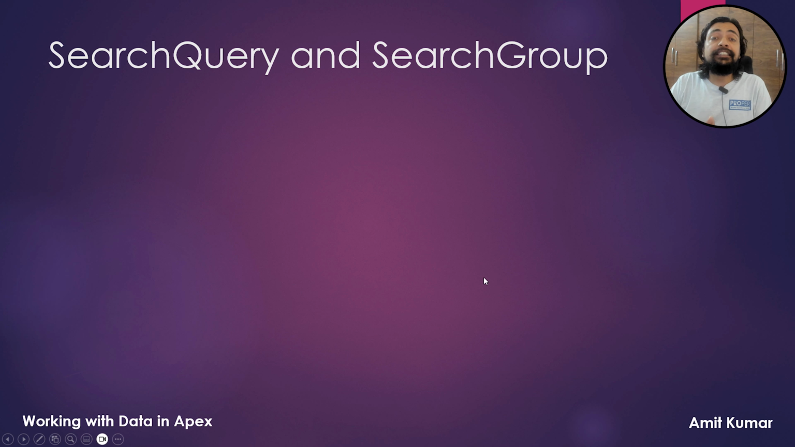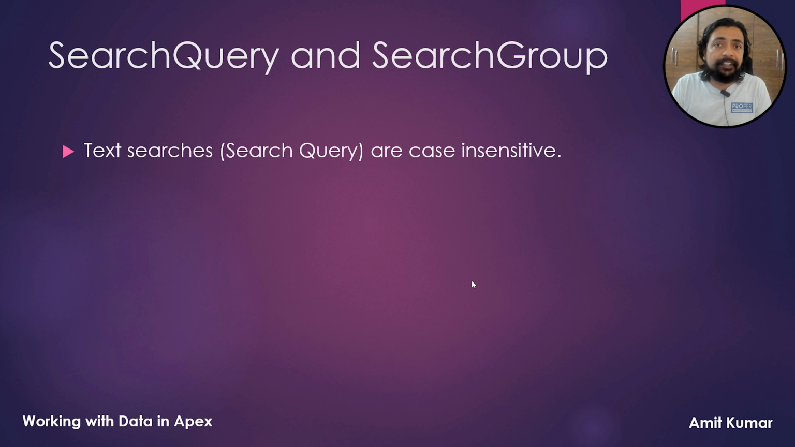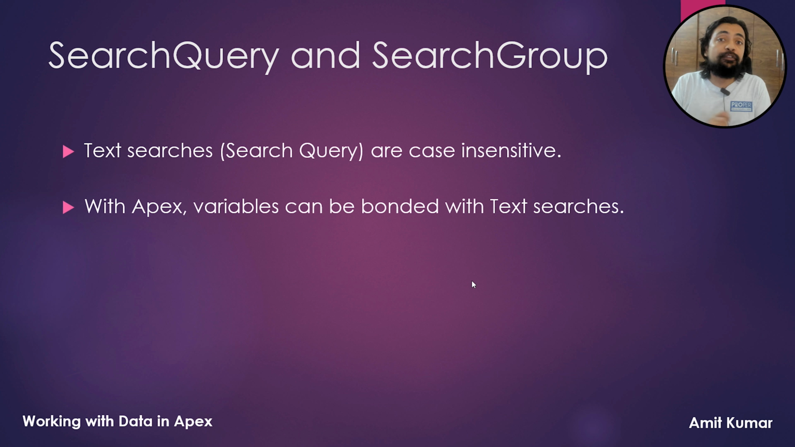In text searches, we use SearchQuery basically to search for any specific text in name, email, phone, etc. field. We have already discussed this in the last video. Today, you should know that these text searches are case insensitive, so it doesn't matter in which case you mention the text to be searched. And when you are using Apex, you can even bind variables for these text searches. Today we will also see how to perform a SOSL query in Apex, and then we will see how we can bind variables for these text searches.